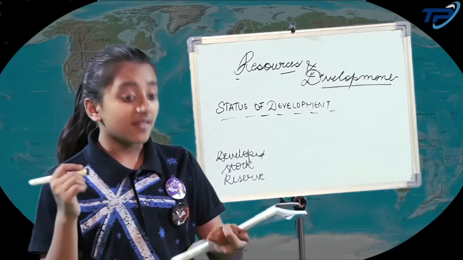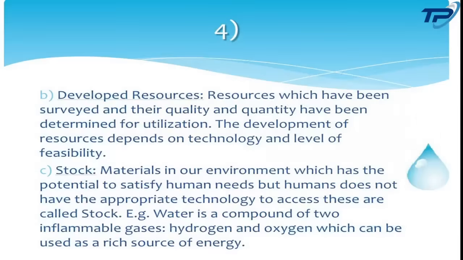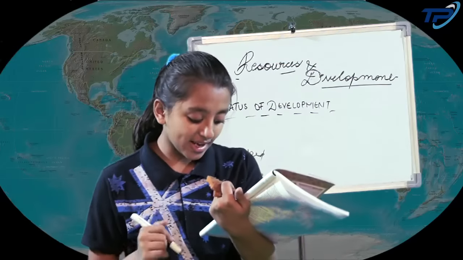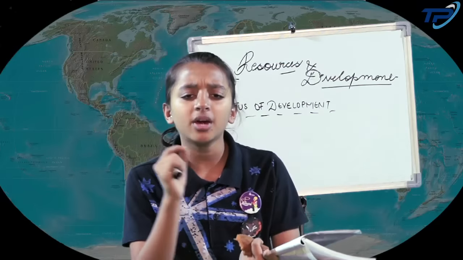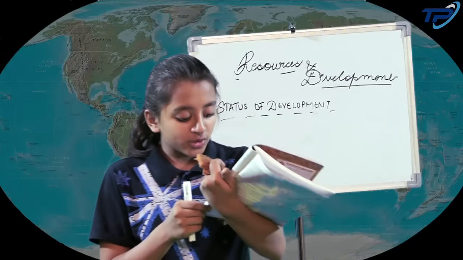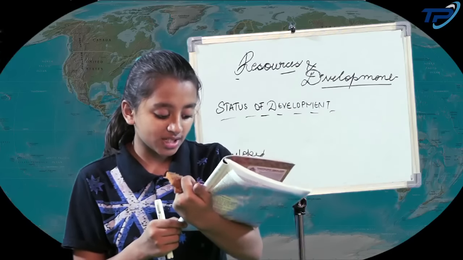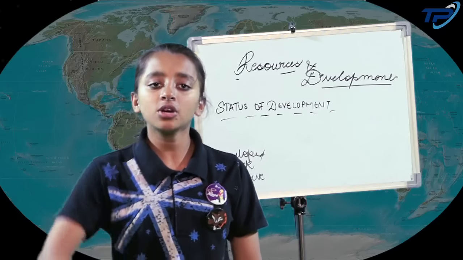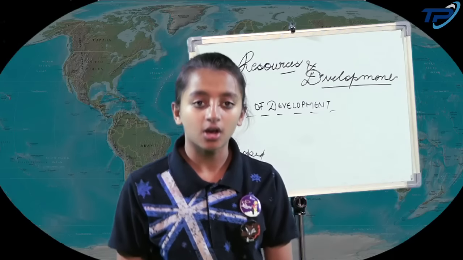Now going on to the developed resources. Resources which are surveyed and their quality and quantity have been determined for utilization. The development of the resource depends upon their technology and the level of feasibility. So I'm going to take it line by line to explain it better. So resources which are surveyed and their quantity and quality have been determined. So for example, I'm going to take up the solar energy in India.